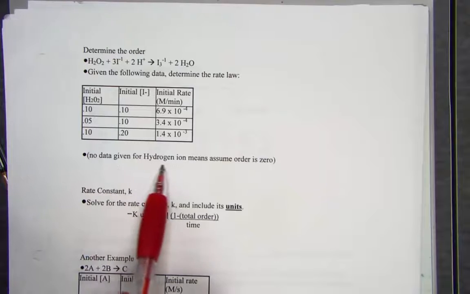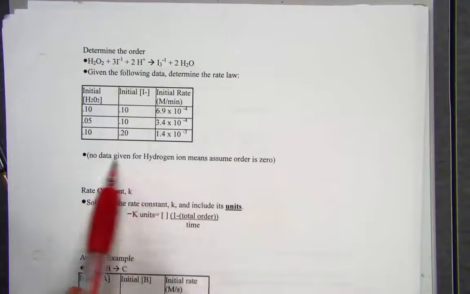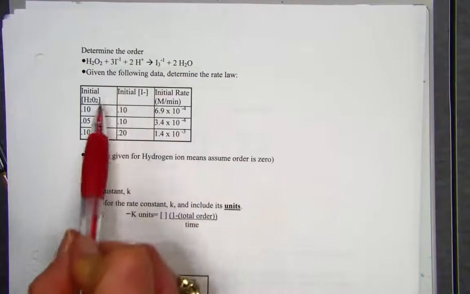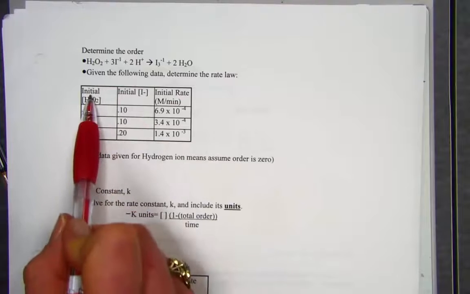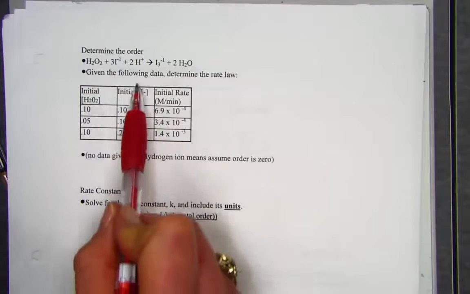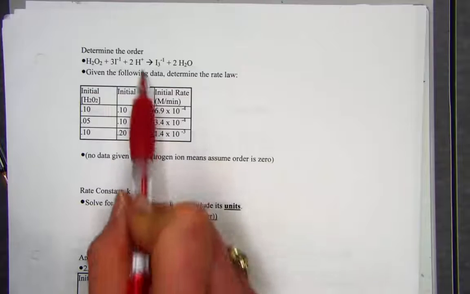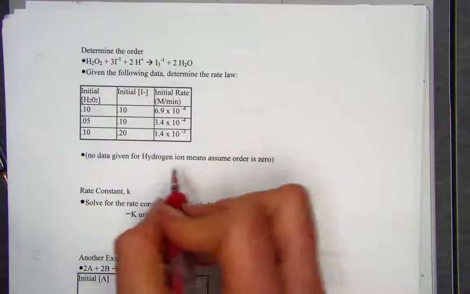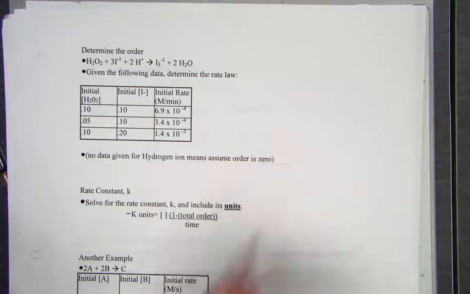Notice that no data is given for the hydrogen reactant. I have data for peroxide. I have data for iodide, but hydrogen doesn't appear. What we then assume is it's 0 order and it drops out.